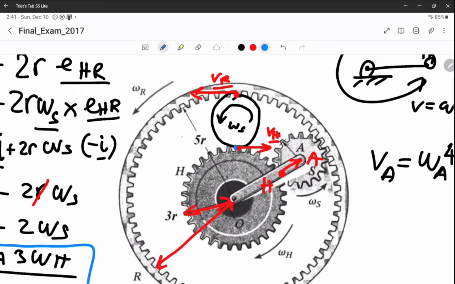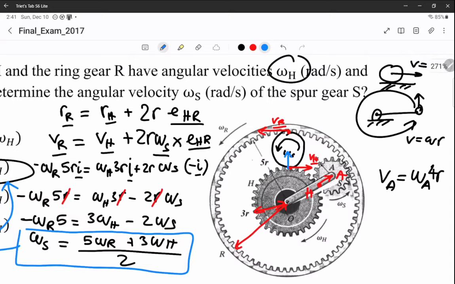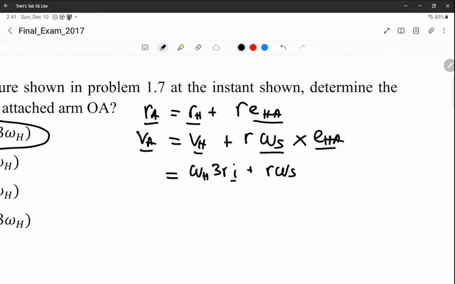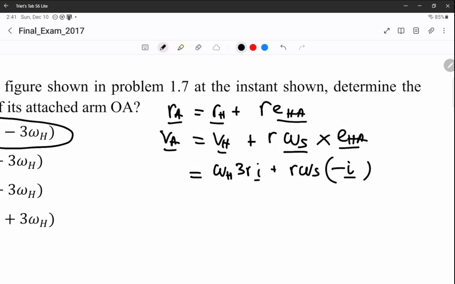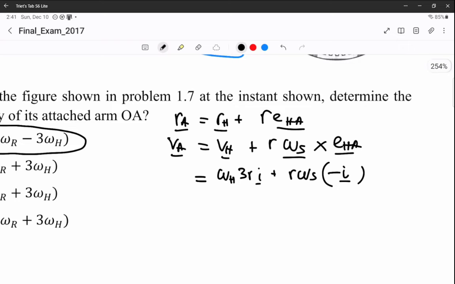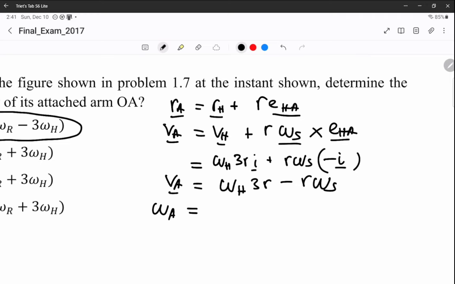So HA is going to be like this, out of the page, cross upward. You're going to have to the left, negative I. And here, let's see, VA is omega H 3R minus R S. So omega A is going to be this divided by R.